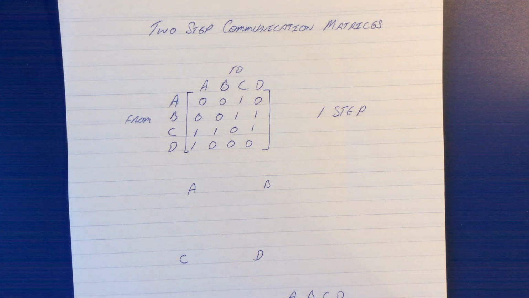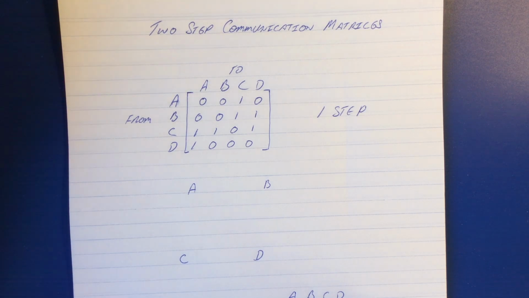Hi, I'm an old guy and I do maths, and today we're looking at two-step communication matrices. So the obvious place to start is with a one-step one.